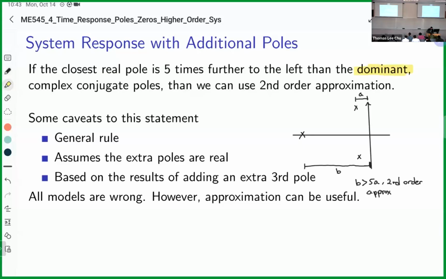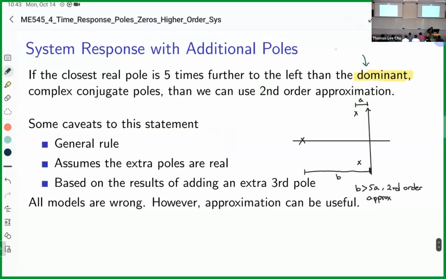Dominant meaning that this is the closest to the origin, to the origin on the x-axis, on the real axis. Let me label this axis. So this is real, this is imaginary. And so that's what the textbook says.